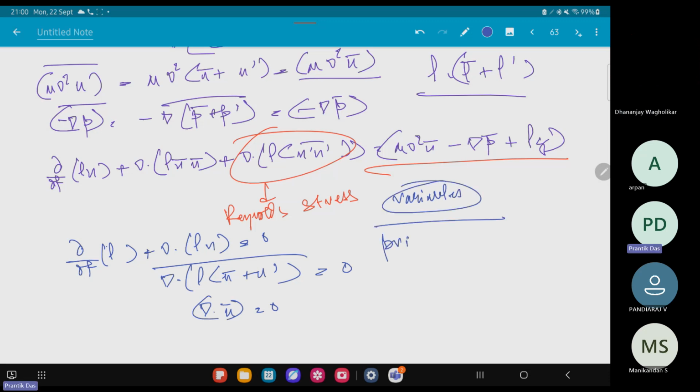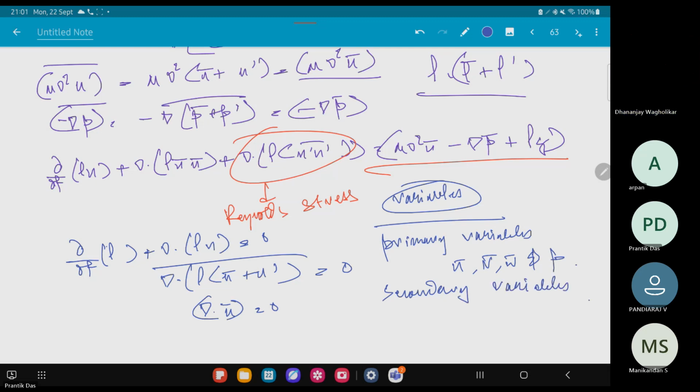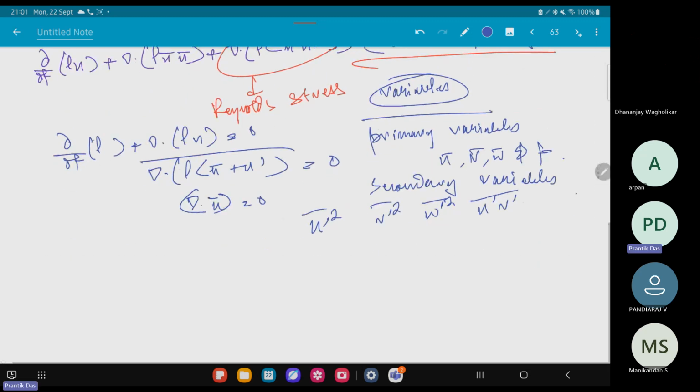So the primary variables are u bar, v bar, w bar, and pressure. Secondary variables are u prime square, v prime square, w prime square, and then there is u prime v prime, v prime w prime, and w prime u prime.